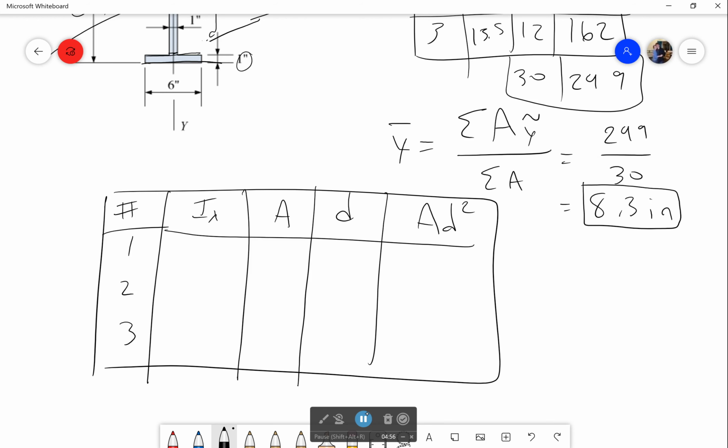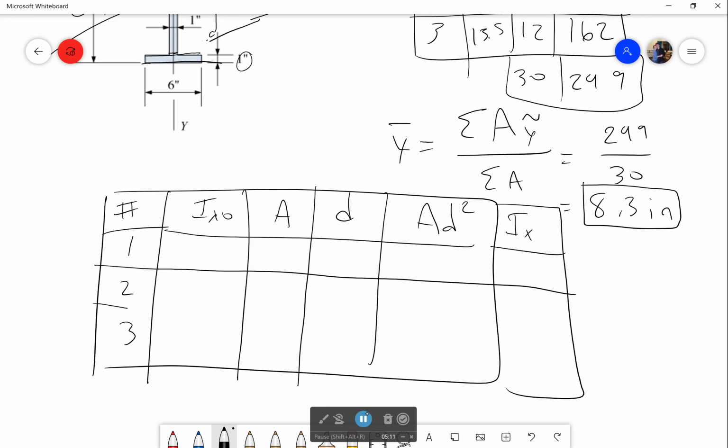And then finally, with all that, I can then calculate the total moment of inertia. Okay, lots to do here, lots to fill in. Now the equation for the moment of inertia is the same for all of them. They're all rectangles, and so Ix naught is going to be equal to base times height cubed over 12.